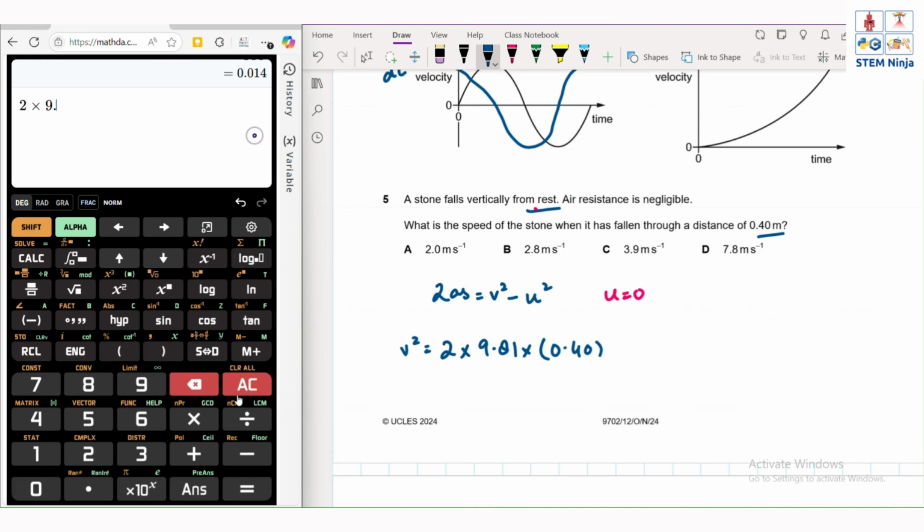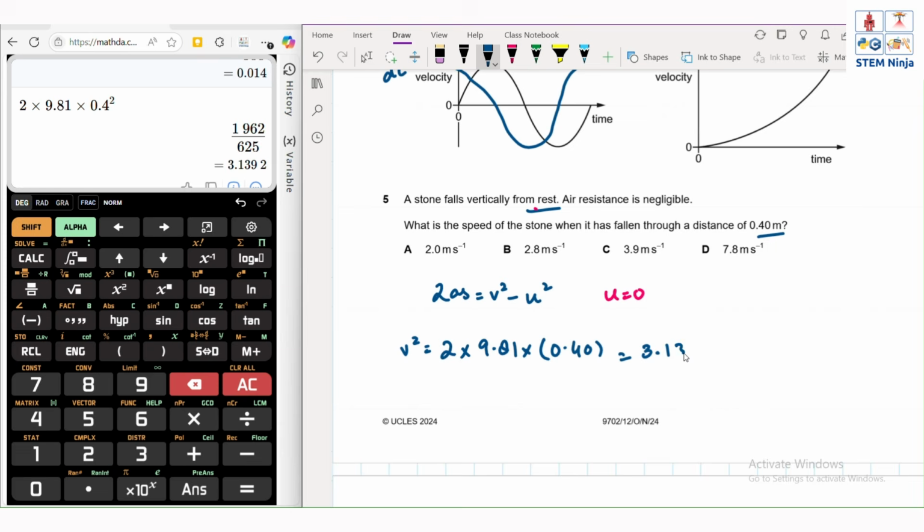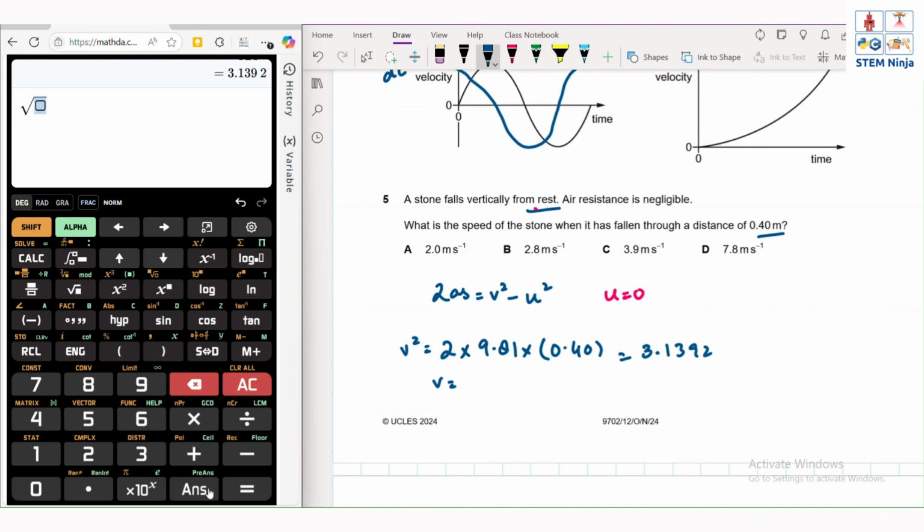So 2 times 9.81 times 0.4, oh sorry, squared. So that would be 3.139. So this is the squared value, 3.1392. So v would be the square root of this value, that is 1.7. That is neither of these.